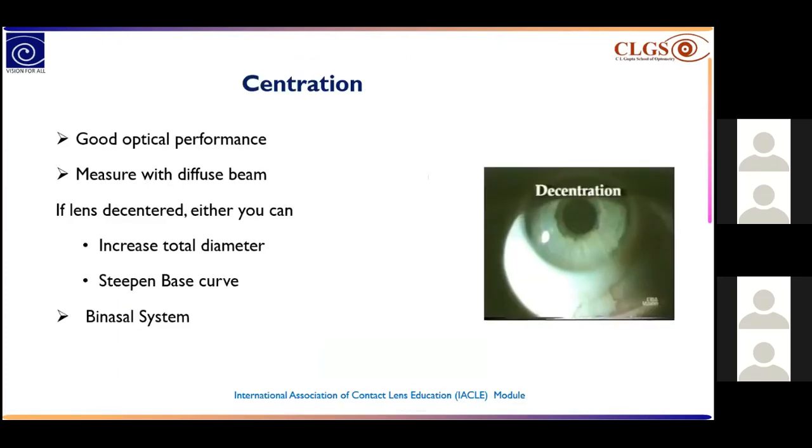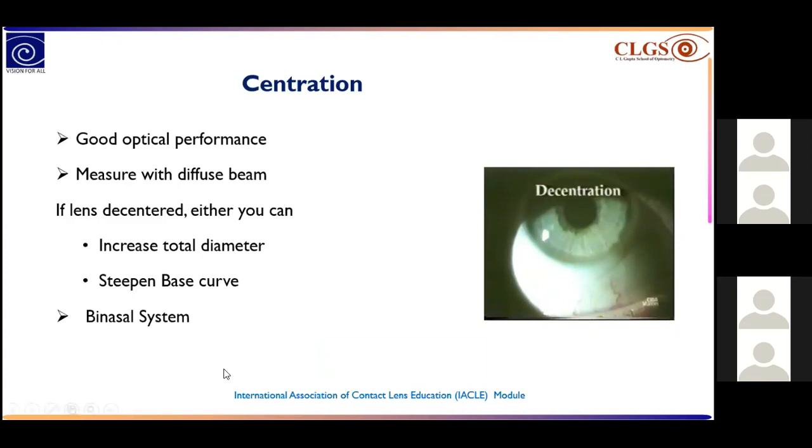So next is centration. For good optical performance, the centration of the contact lenses is very important. If the lens is decentered, then that patient might not be comfortable with the vision with that contact lens. So that we need to look for. And if the lens is decentered, then we have to check how much decentration is happening.